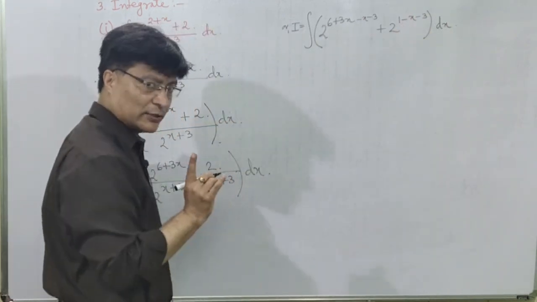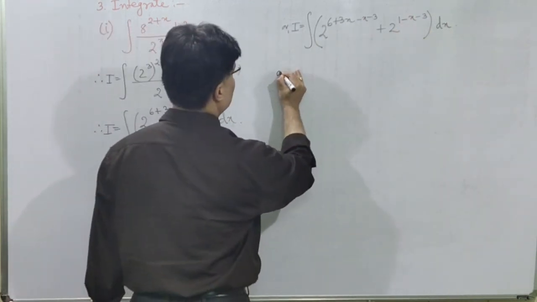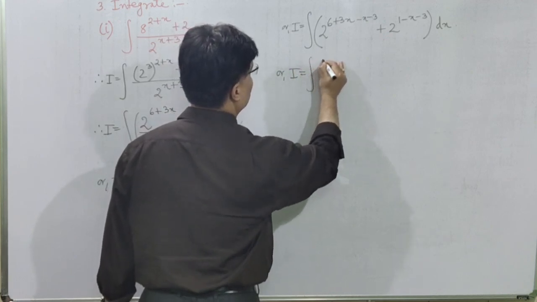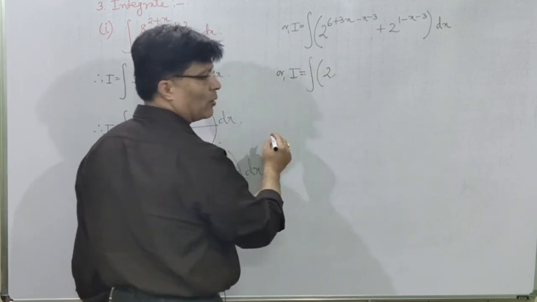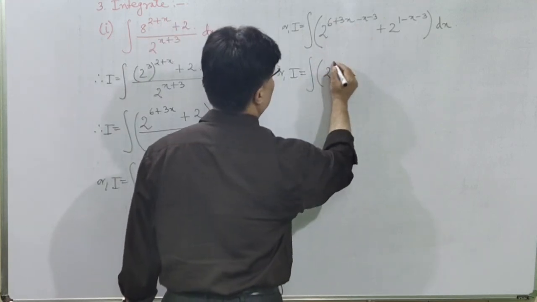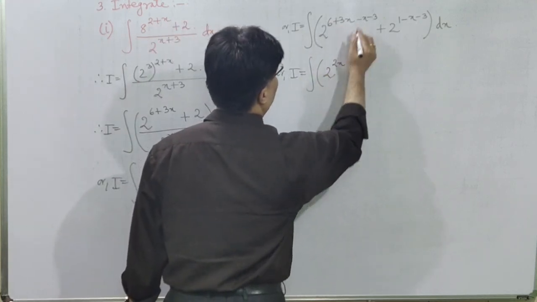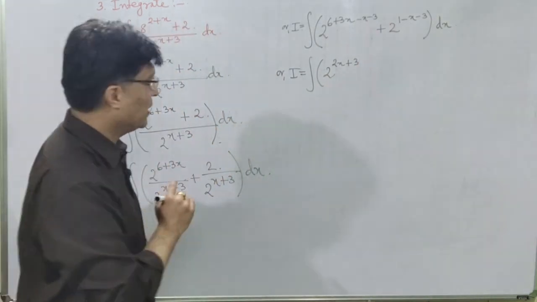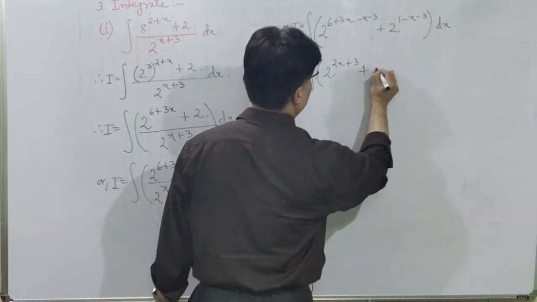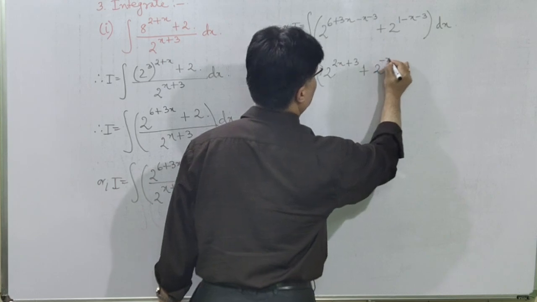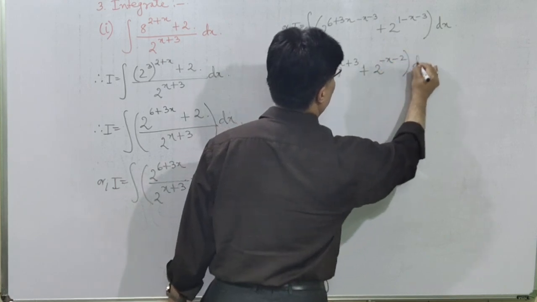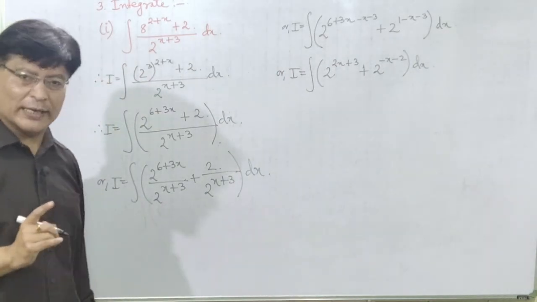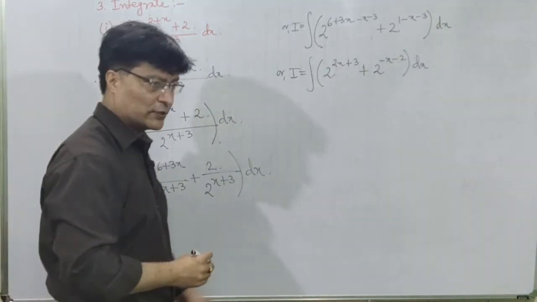I think it is understood. Okay, so let us simplify it. I is equal to integration of, within bracket, 2 to the power, 3x minus x is 2x, and then plus 3, that is 6 minus 3 is 3, plus 2 to the power minus x minus 2, bracket close, dx. So I think you have understood it. Let us simplify it first.